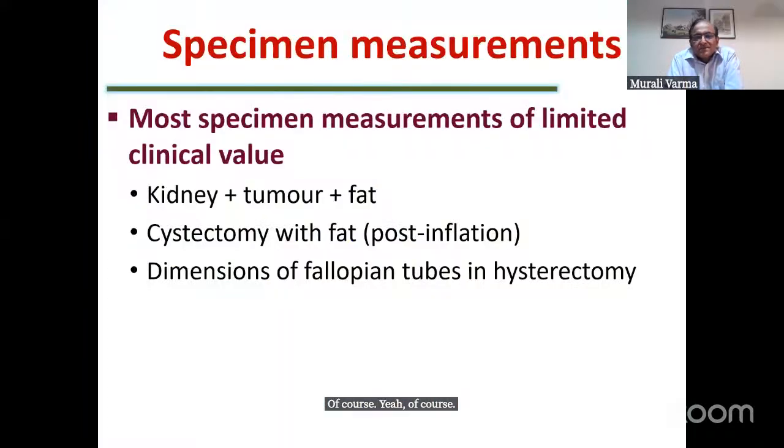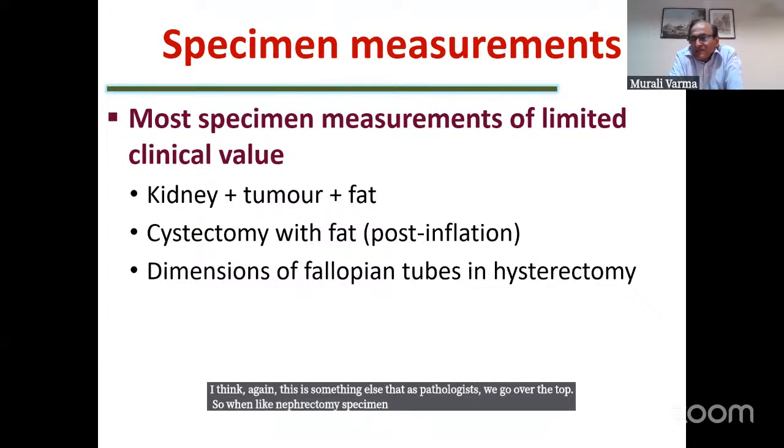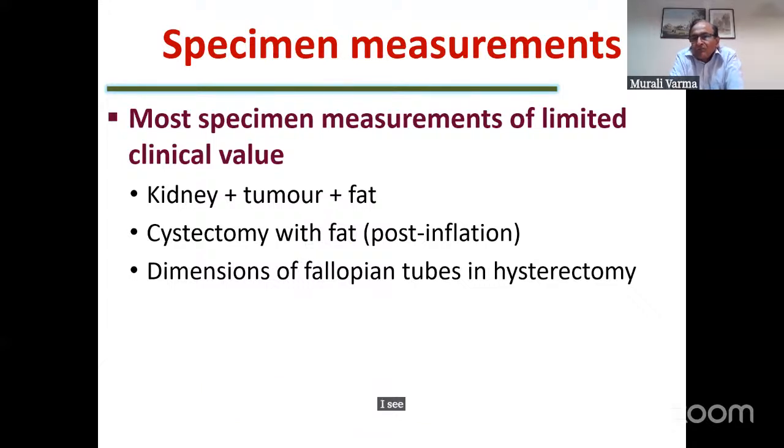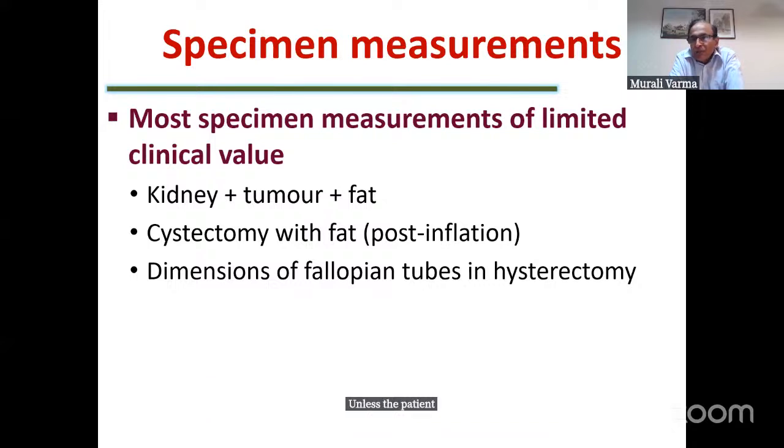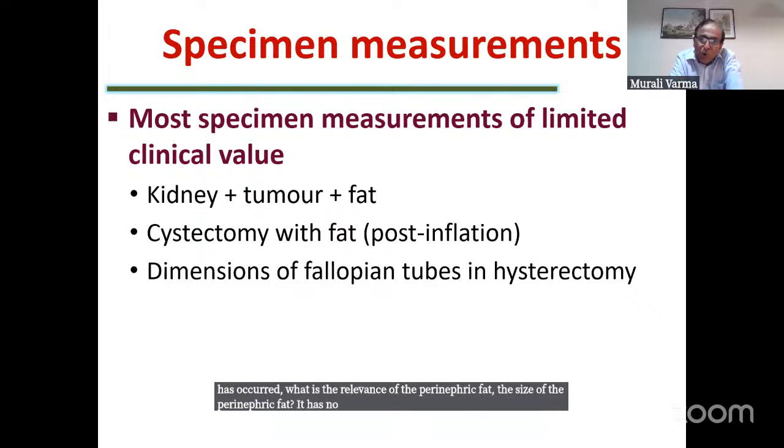Of course. Thanks. When it comes to specimen measurements, again, this is something else that as pathologists we go over the top. So with a nephrectomy specimen, regularly I see reports which include the dimensions of the kidney with the tumor and the fat. Unless the patient wants to know how much fat reduction has occurred, what is the relevance of the size of the perinephric fat? It has no relevance. So we should try to avoid putting that.